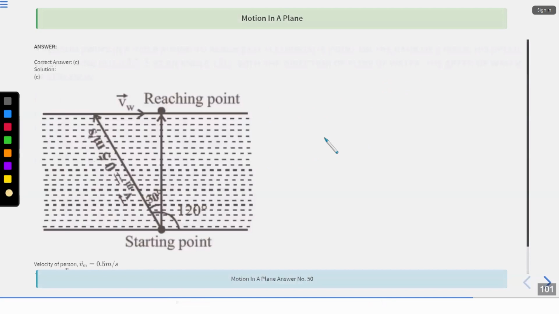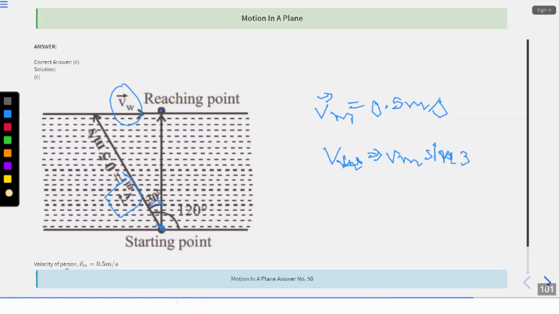Okay. Here you can see that this is the starting point and this is the reaching point. This is 30 degree. Okay. So what we'll say is V man is equal to 0.5 meter per second. And here we can write it as sine 30 degree. This is Vm, you can see here. And this is Vw. Okay. So Vw is basically Vm sine 30 degree, okay?